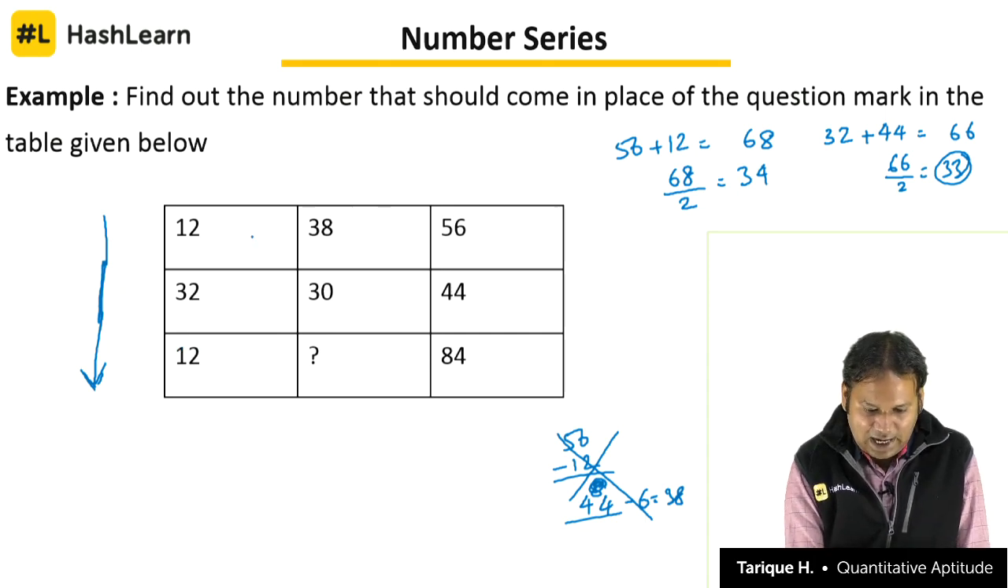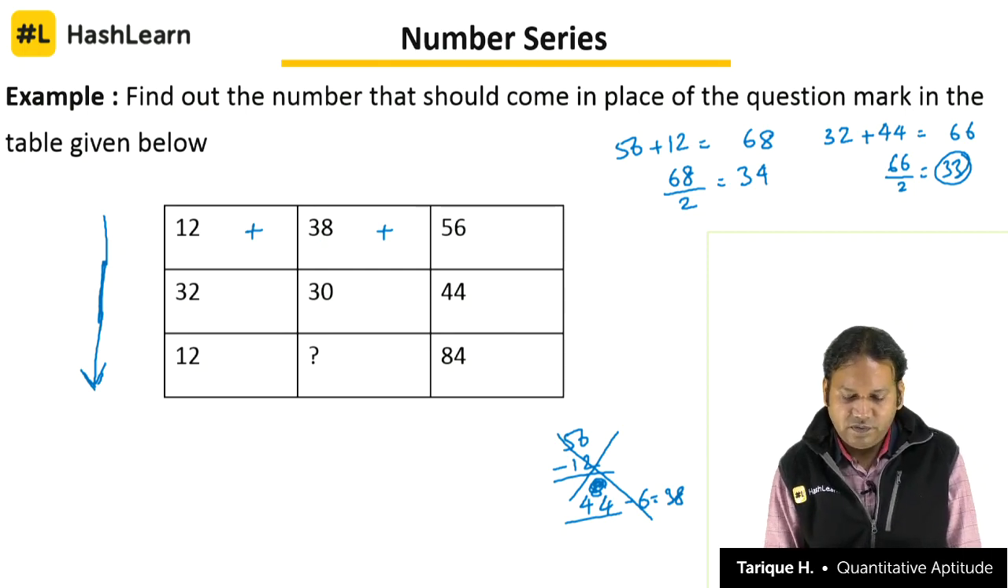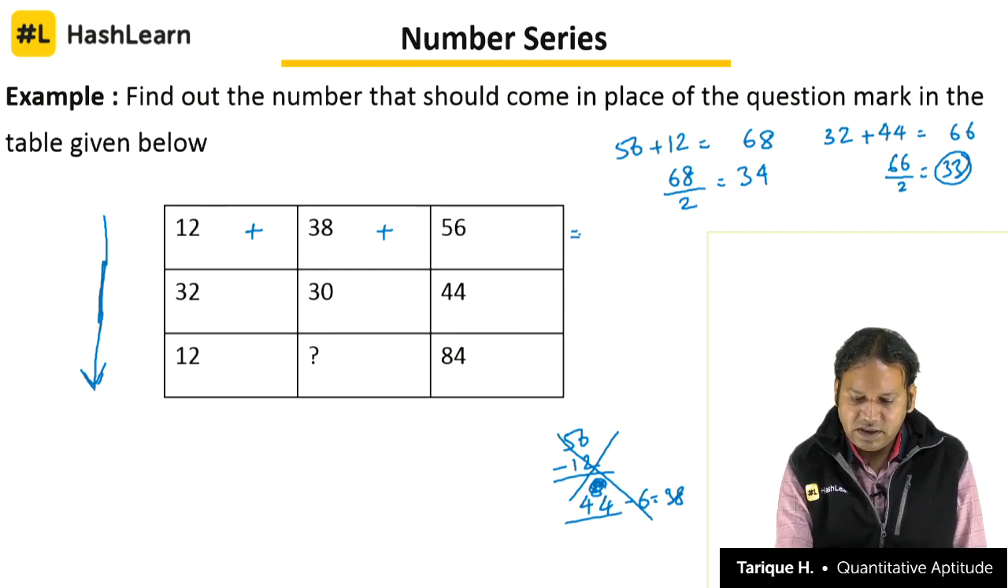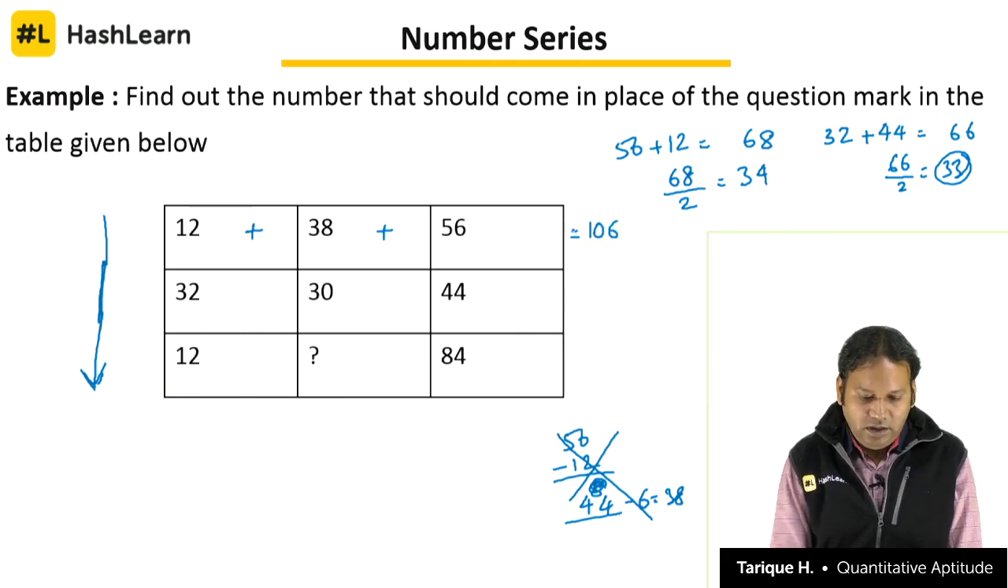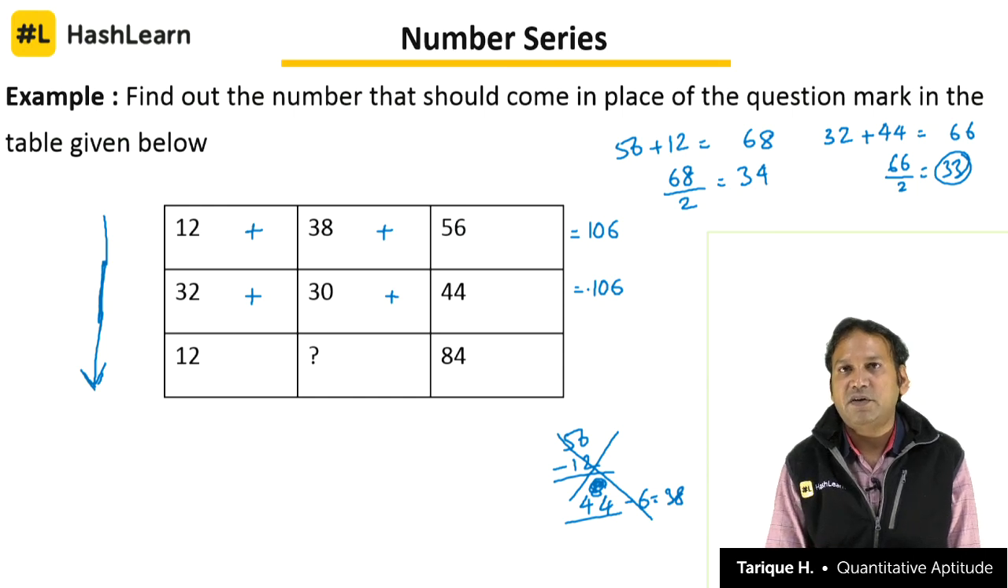Okay, let's do one thing. Let's add these numbers and see what could be the case. 38 plus 12 is equal to 50 and 50 plus 56 is equal to 106. 32 plus 30 is 62 and 62 plus 44 is equal to, so this could be as simple as that, which we just did not look properly, right? That the sum of the numbers in each row is constant, right?